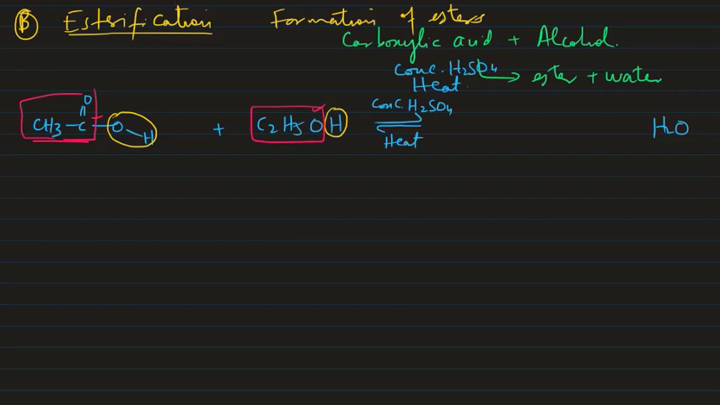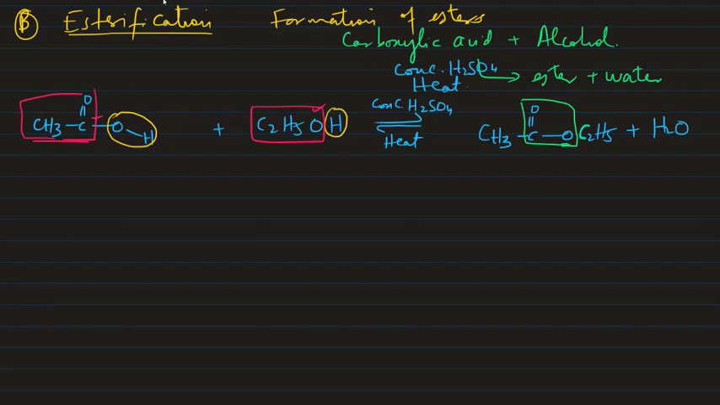So let's complete this structure. It would be CH3, C double bond O, O, C2H5 plus H2O. This is an ester. How will you say that it's an ester? Esters have a functional group which contains oxygen, like C double bond O, and next to O there has to be one carbon present. These are called esters.